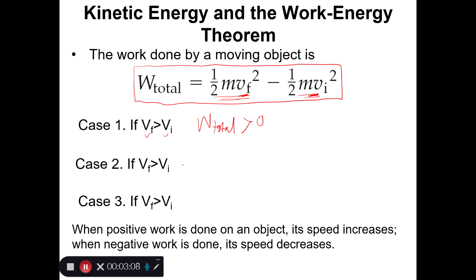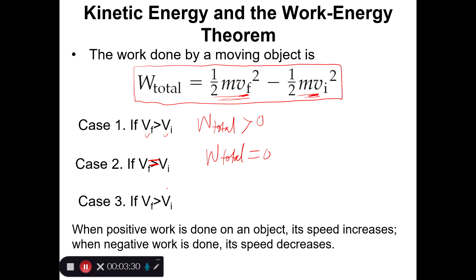Now the second one is, if vf and vi are the same, that means there is no change of velocity, then total work done is 0. So there is no work done, no change of velocity, the body is moving with the same velocity, then work done is 0.